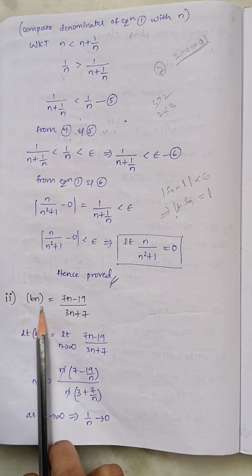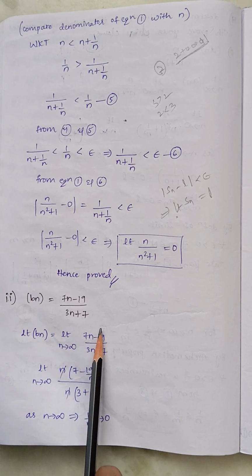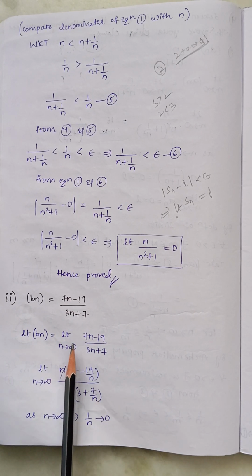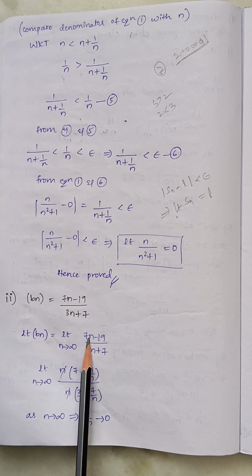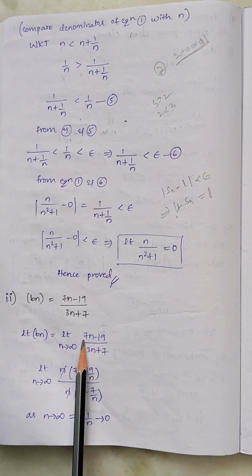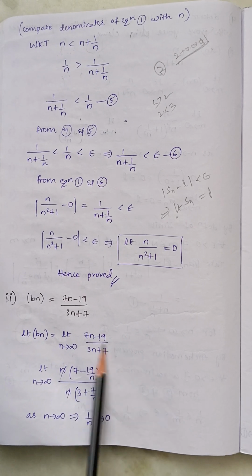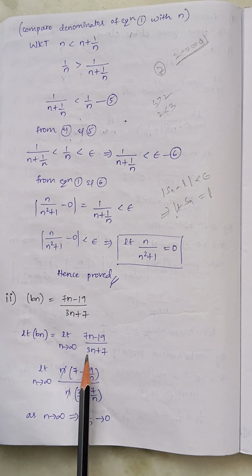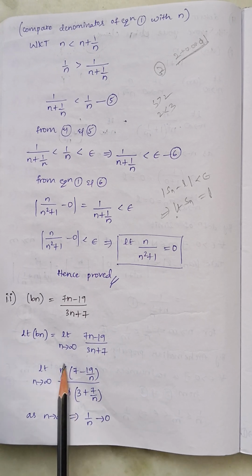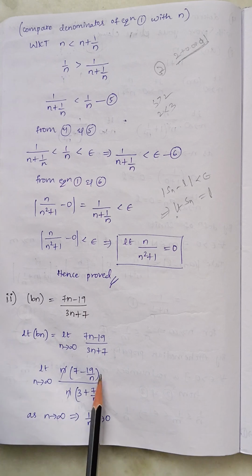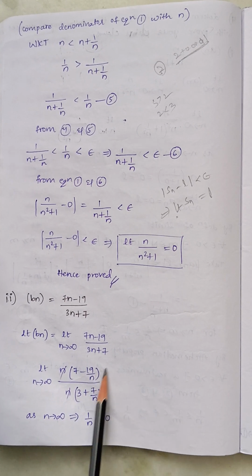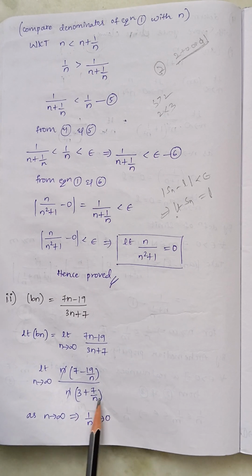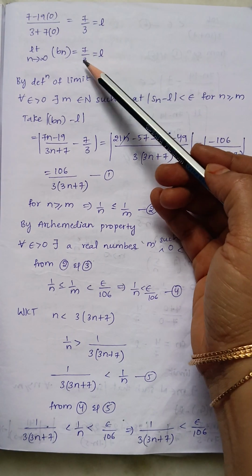Similarly, we can do another problem. One sequence is given. What do we need to do first? Take the actual limit value by using the normal process. So the limit as n tends to infinity. Here what is the highest degree? n power 1. So take n common here, then 7 minus 19 by n. Similarly in the denominator, take n common, then 3 plus 7 by n. n gets cancelled. As n tends to infinity, 1 by n tends to 0. So substitute: 7 minus 19 into 0 by 3 plus 7 into 0, which is nothing but 7 by 3. So the L value is 7 by 3.